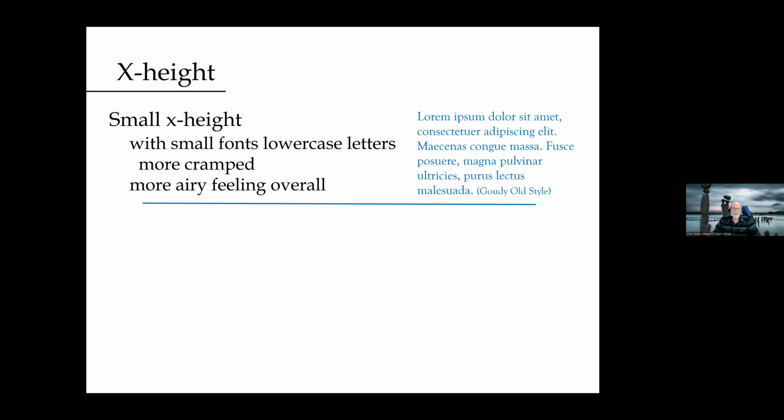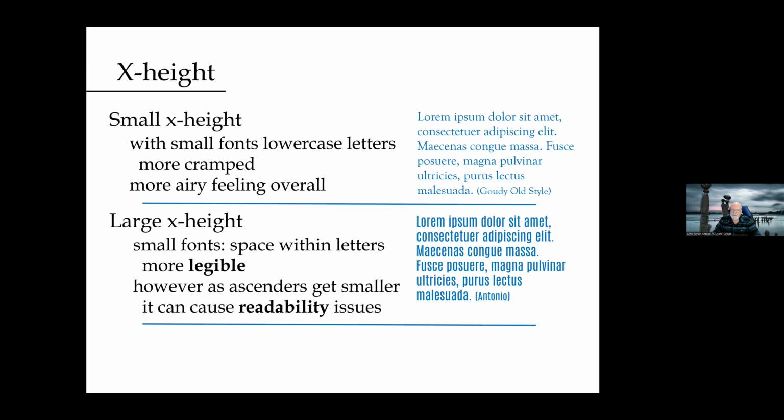So how do you choose that, or what effect will it actually have? With a small x height and smaller lowercase letters, you get a more cramped feeling in the lowercase area, but a more airy feeling overall because you have more space above the lowercase letters up to the cap height. If you have a large x height on small fonts, the space within the letters gets more legible because you have more space there. However, as the ascenders get smaller, it can cause readability issues.